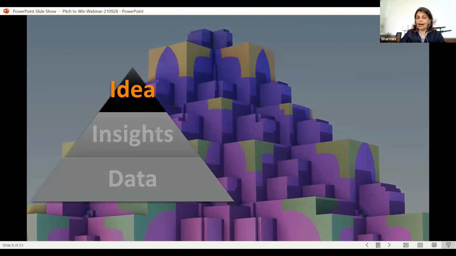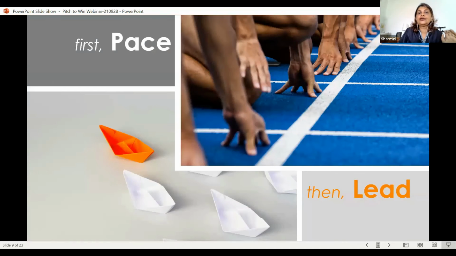Okay, so let me sum up, and then we'll have some Q&A to help us answer any questions that you might have. Tip number 1, start with the idea first, right? And all the data and all the background information comes after, okay? To position your idea so that you get listening time and your decision maker wants to continue to listen to you, then we need to do a few things. First, you need to pace them, go into their world, and then start leading them into your world.